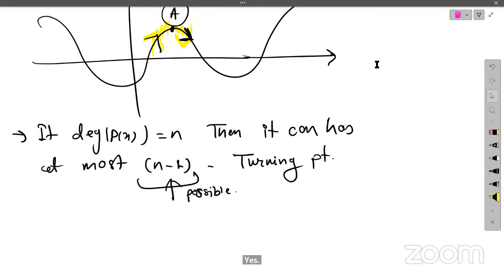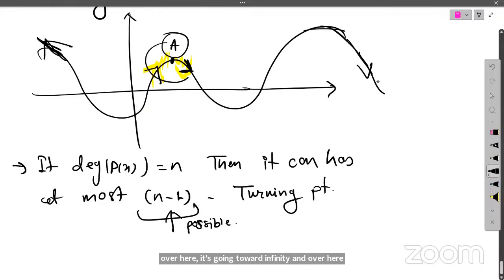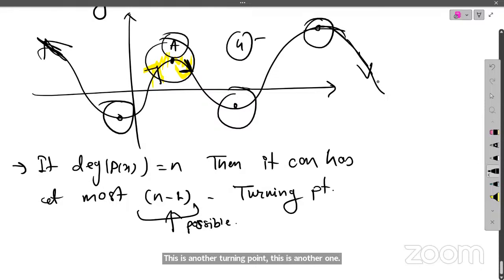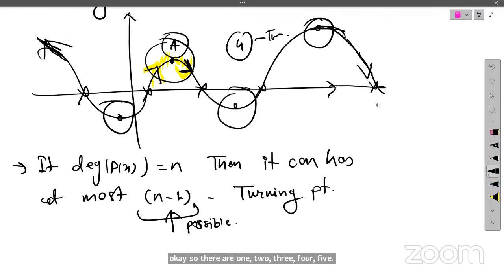I'm asking about how many roots, how many turning points in this graph. No, roots are not turning points. In this graph, if I make it like this, over here it's going toward infinity, and over here it's decreasing, right? So you observe that this is one turning point, this is another turning point, this is another one, this is another. So it means 4 turning points. And these are the x-intercepts where the graph cuts the x-axis. So there are 1, 2, 3, 4, 5 roots, right? X-intercepts, zeros, roots: these three things are the same.